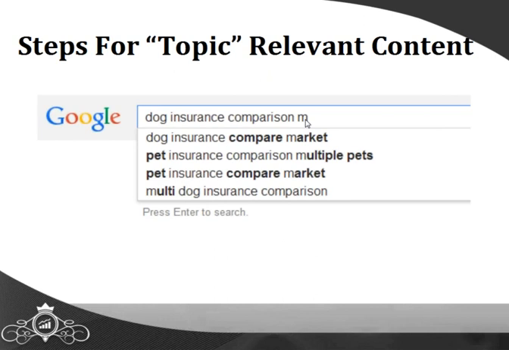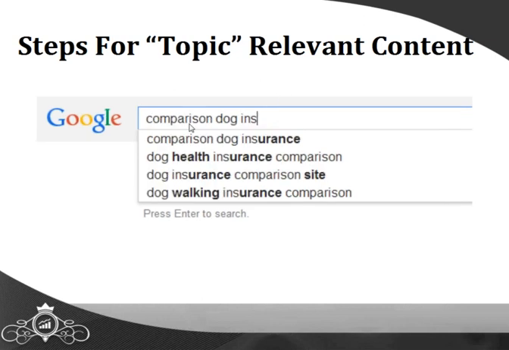What about more? You can type random letters on the end of the search. You guys probably know this. If you type an M on the end, Google suddenly has more keywords that are very closely related: dog insurance compare market, and multi-dog insurance comparison. Now we're up to about 7, I think. 7 new keywords Google didn't tell us about.